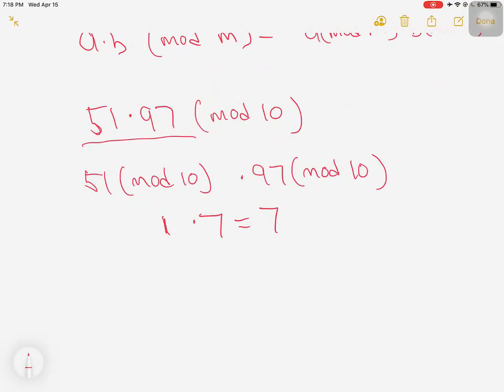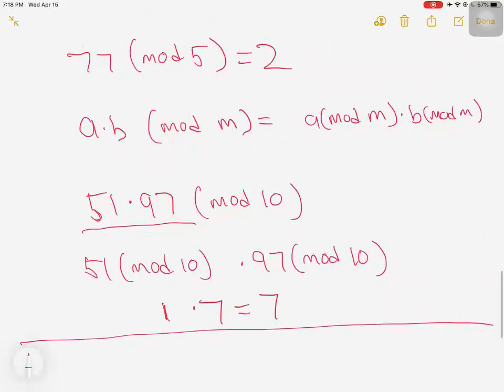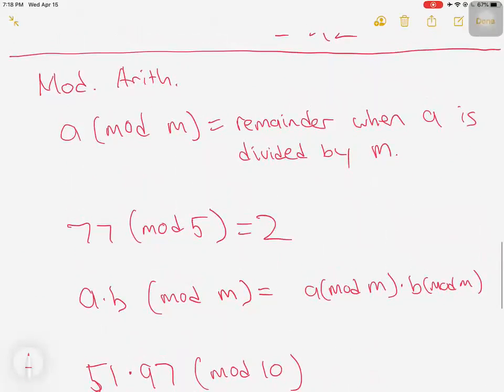Do mods make sense to everyone? Or are there any questions? Anita, do you have any questions about it? Just don't really understand it. No. Okay, so you understand the definition, right? Do you understand why 77 is 2 mod 5?